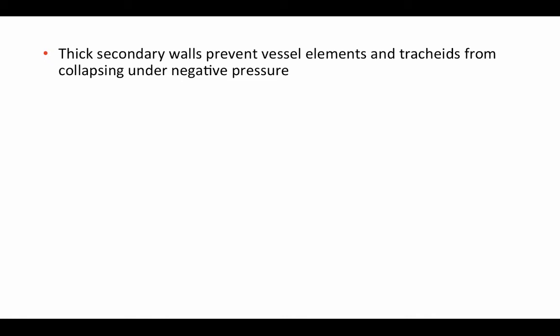So we need some thick secondary walls to prevent the vessels from collapsing under that negative pressure. And so just like you need a little bit of stiffness in your straw to be able to use it, or if you think of a vacuum hose that has these reinforcing rings around it to keep it from just collapsing under that negative pressure.